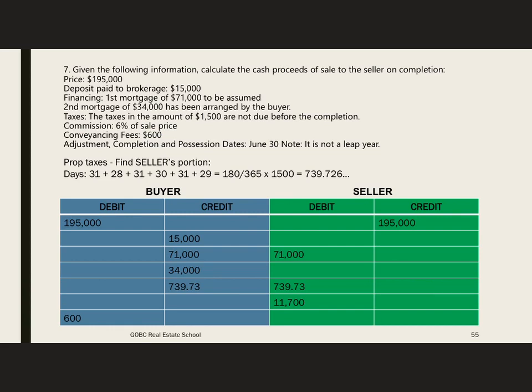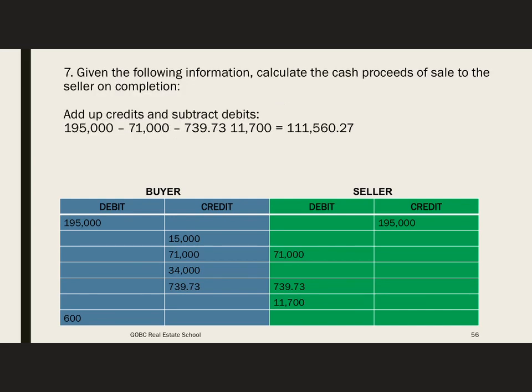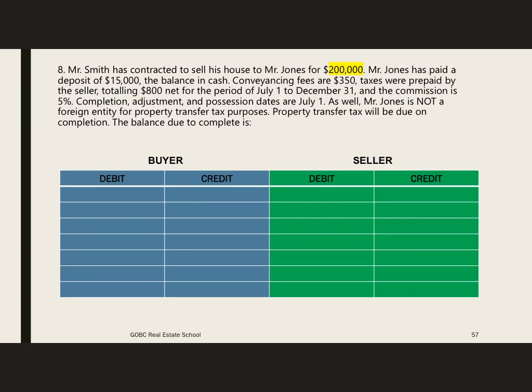Then we have no mention of PTT. So there's no mention in this question of PTT, so we don't actually calculate it. We would just get our final answer, so our cash proceeds. So you add up the credits and you subtract all of the debits. So our credit here, the only one is the $195,000 purchase price, and then you would subtract all of the other debits. There should be a negative in between here, a subtraction in between. So your answer is $111,560.27.